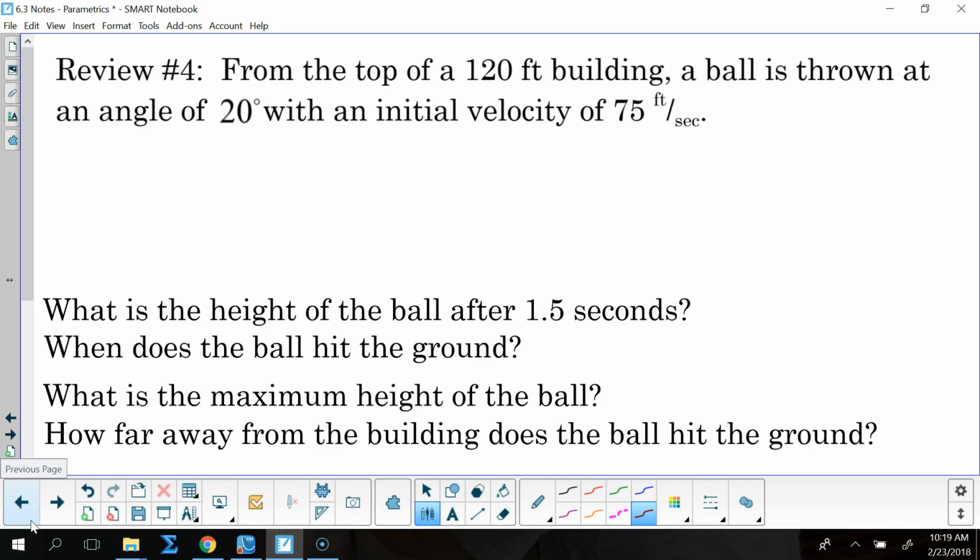So, here we go with the ball launching problem. From the top of a 120-foot building, a ball is thrown at an angle of 20 degrees with an initial velocity of 75 feet per second. Before we figure out how high the ball is after 1.5 seconds, or when the ball hits the ground, or any of the other questions, we should probably figure out what the equations of the situation are. So, what is the x equation to model this situation?